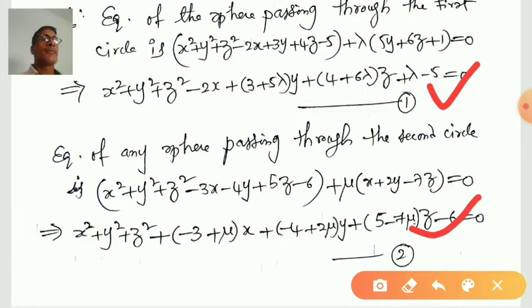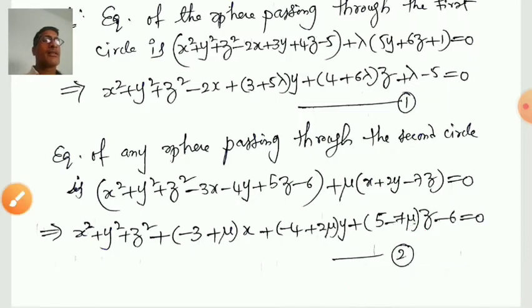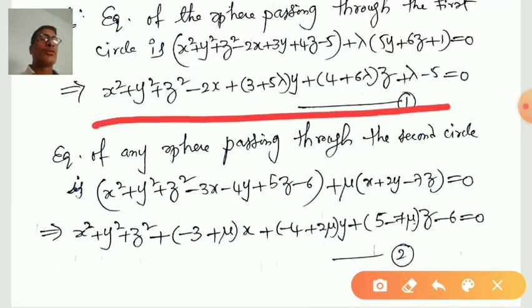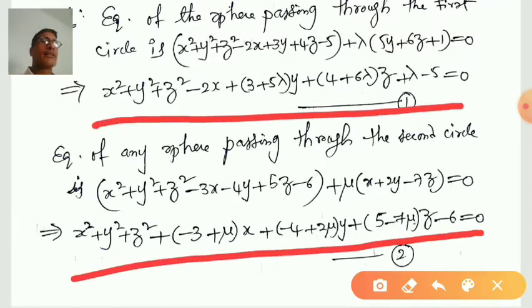That means there is a common sphere to these two circles. The two circles have a sphere in common. So to prove this, we take that these two equations coincide. This equation and this equation are identical.